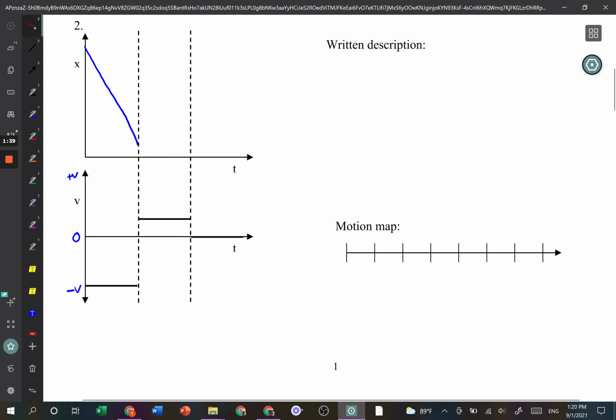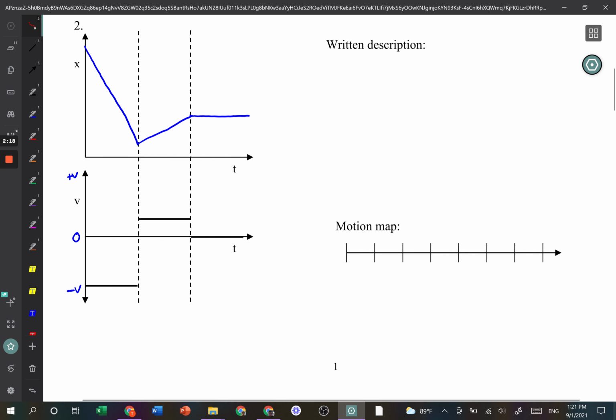Then this next region, between these two lines, we have a positive velocity that does not change. However, this positive velocity is not going to be as steep as our negative, so I'm going to have a much more shallow positive slope. And then the third region of our graph, right over here, it looks like our object has a velocity of 0. So wherever position I am at, I'm just going to have a horizontal line. Oh, that is an ugly horizontal line.